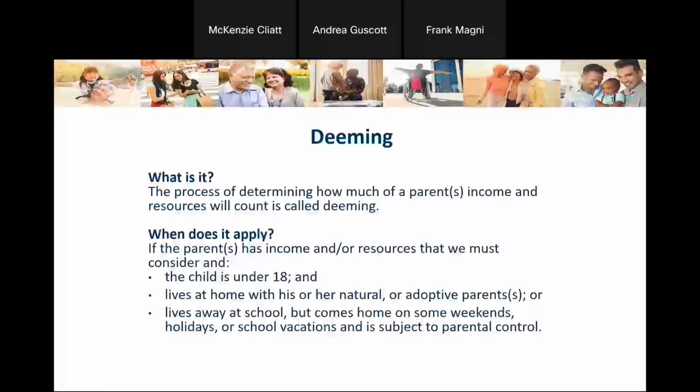Deeming is the process in which parents' income and resources can affect the child's eligibility for benefits. This only applies to the parents within the household, and this only applies to children 18 years or younger. And we'll talk a little bit more about that. That age 18 is very notable as it relates to SSI. Next slide, please.